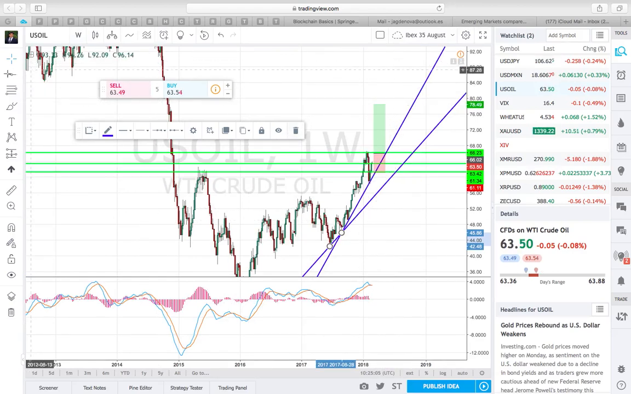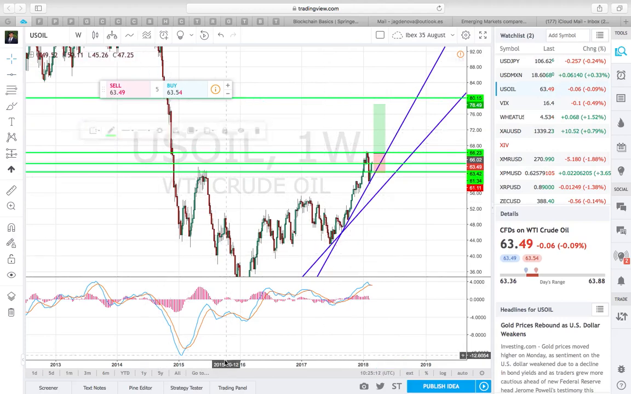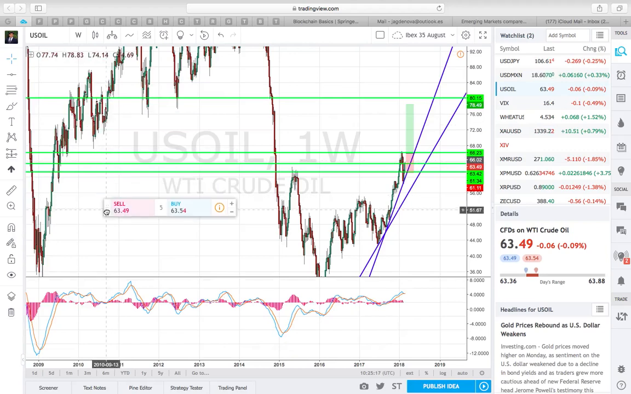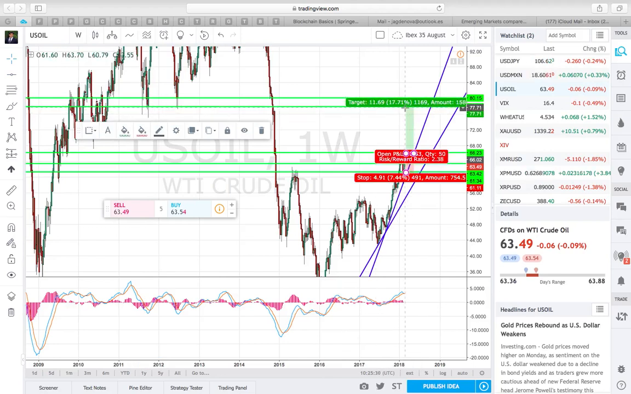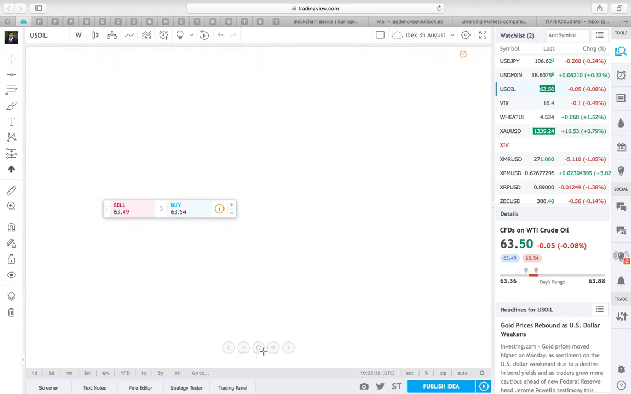Well, let's see resistance. There will always be this psychological resistance at round numbers like 80, 60. As you can see, there's a previous strong one at 80. There's another one right after. So we don't necessarily need to wait for 80. We're going to stop the position around here. So that will be the long position I will take.